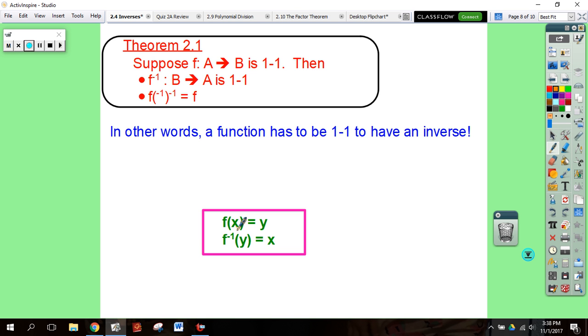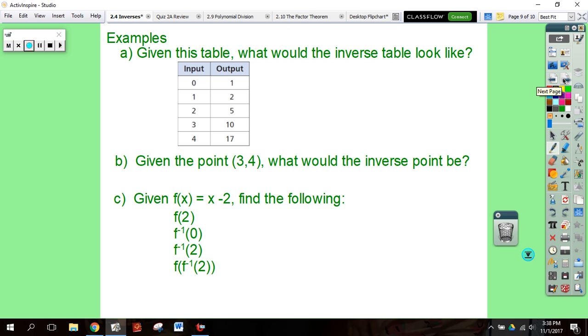What this is just saying is that your domain and your range change. So if you have an inverse, it means that the number in here is no longer your input, it's now your output. In a regular function, this is your input and this is your output. But in an inverse function, this number here now is your output and this number here is your input. Okay? So here's what that means.